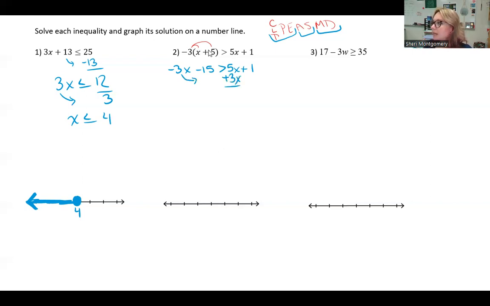Otherwise, you end up with a negative variable and you've got to flip the sign. So you don't want to deal with that. 5 plus 3, we get 8x plus 1. Now we're at a simple two-step problem. I need to get rid of add 1, so I will subtract 1 over here.